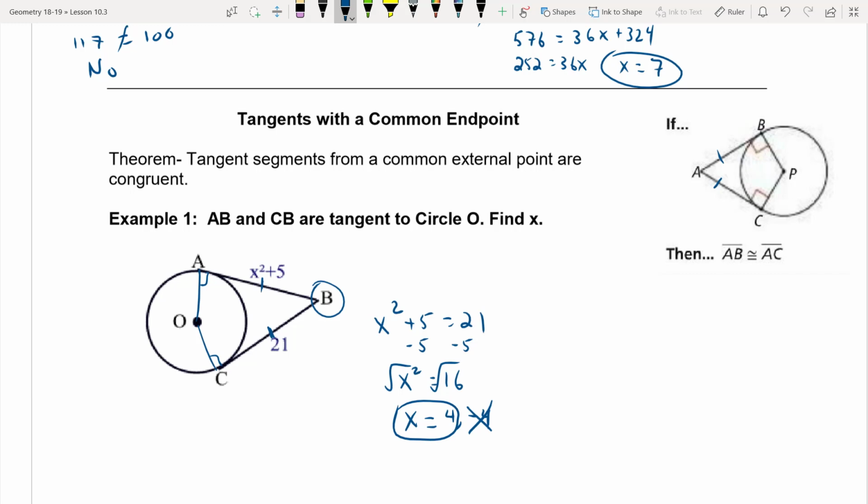And that's it with tangents. If you notice, it's a lot of Pythagorean theorem. That's a good thing because you're very good at Pythagorean theorem.